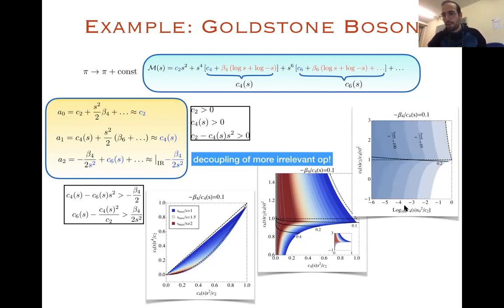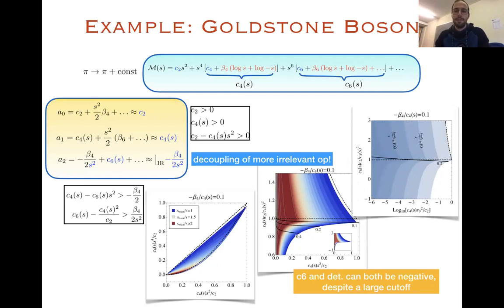If you zoom even further, going to logarithmic scales, you see the cutoff can be like order 100, or in fact, is unbounded. It can be arbitrarily large, and in the tree level forbidden region. So the bottom line is that C6, so the very irrelevant operators, and the determinant you can build out of that, can be both negative despite them having a large cutoff. So this basically opens up a new class of theories that you can start thinking about whether they actually admit or not a UV completion, despite the fact that they badly violate the tree-level bounds.